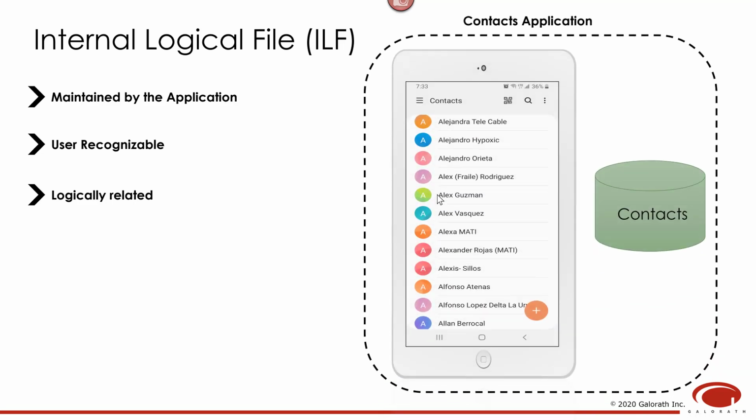A good example of an ILF is the contacts information inside your phone. This group of data is maintained by the application, is recognizable by the user, and is also logically related. So this is a good example of an internal logical file.